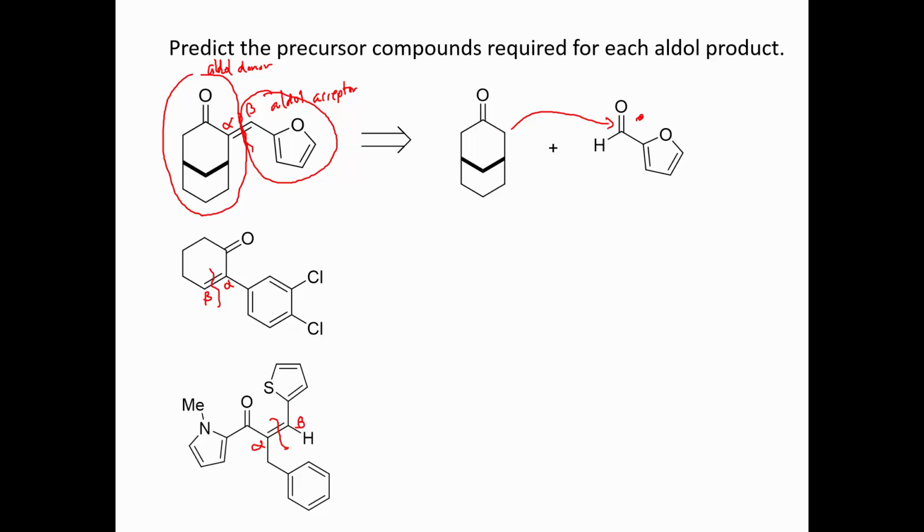The second one is the result of an intramolecular aldol condensation. Note that when I break the alpha-beta bond, the molecule still has a connection between beta and alpha, this bridge right here. So this is the precursor that you would need here. You would need a molecule that has both a ketone and an aldehyde group in it.